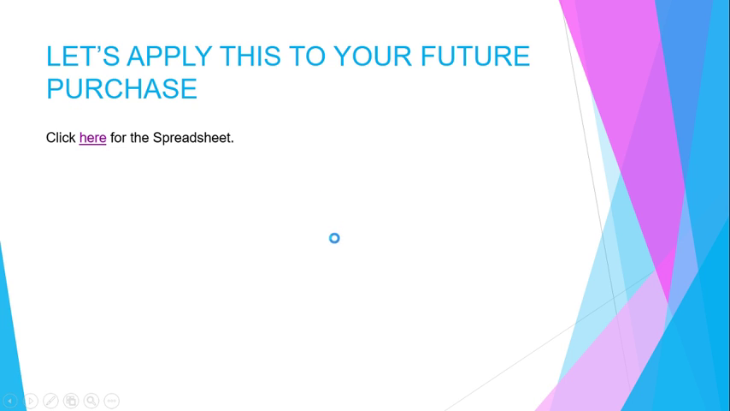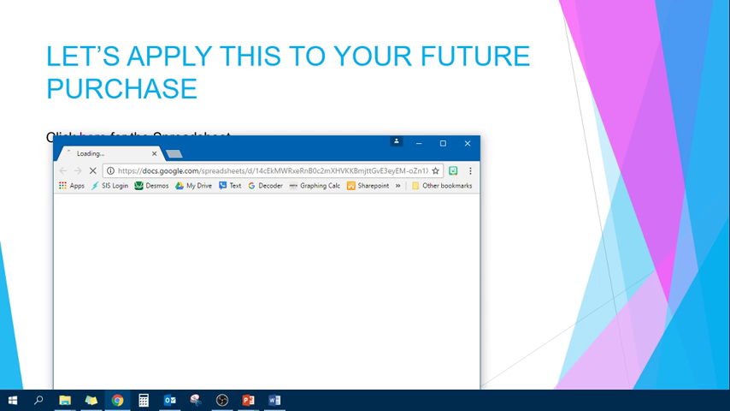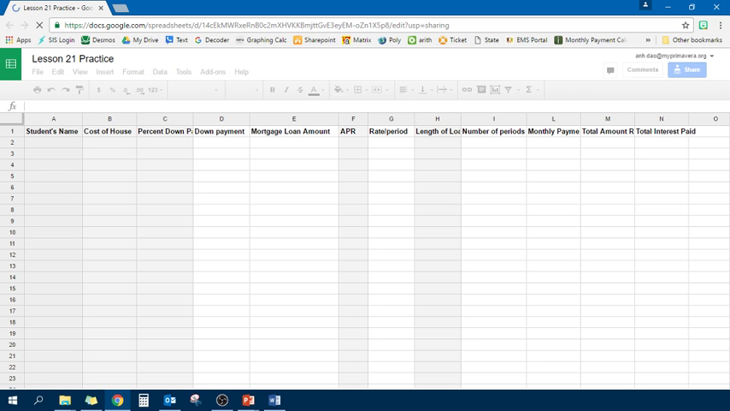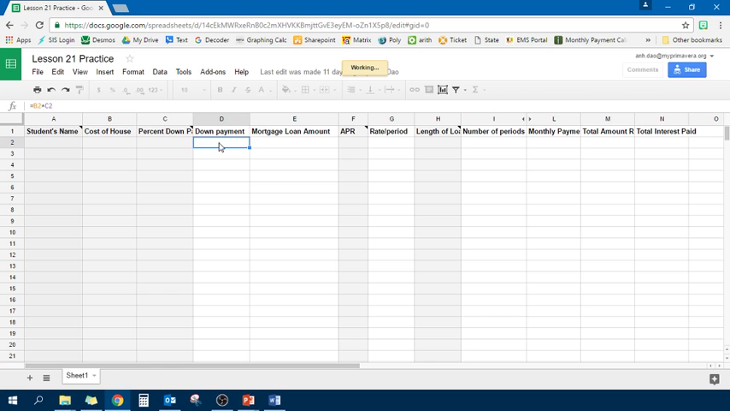So I want you to click on the spreadsheet, and it's going to pop up. Alright, so I just want you to answer in the gray columns. The white ones will not work for you because that is automatically calculated. So if you accidentally did it, it'll pop up an error message. So keep that in mind.